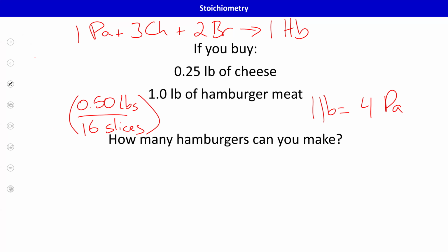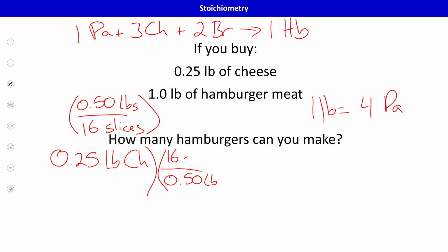So how many hamburgers can I make? Well, I have 0.25 pounds of cheese. In every 0.5 pounds is 16 slices. And for every 3 slices of cheese, 1 hamburger.